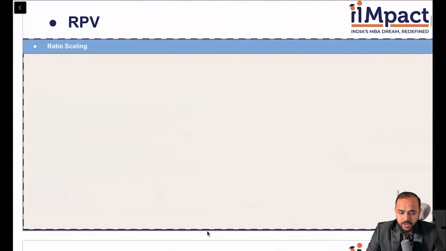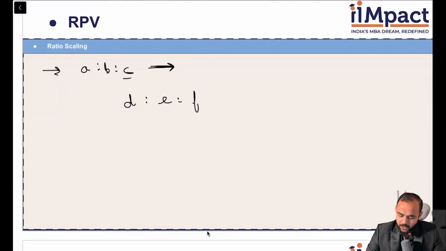Moving ahead, now there is something called as ratio scaling, and this is a very specific sort of information. What they can do is, they can give you two separate ratios. Let's say they give you a is to b is to c as the scores of let's say three people. Then they give you a comparison as d is to e is to f, and then they will say that the value corresponding to c and the value corresponding to d actually belongs to the same person.